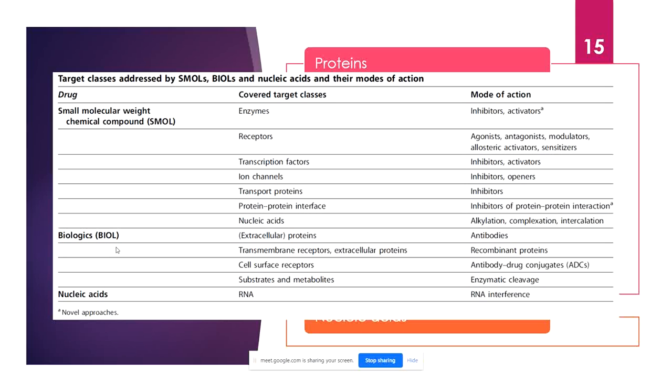But this only works if that particular disease happens due to the overexpression of a protein. If a particular disease happens due to the underexpression of a protein, then of course you can't go through this, because suppressing the mRNA is going to further reduce the concentration of the protein. Okay.